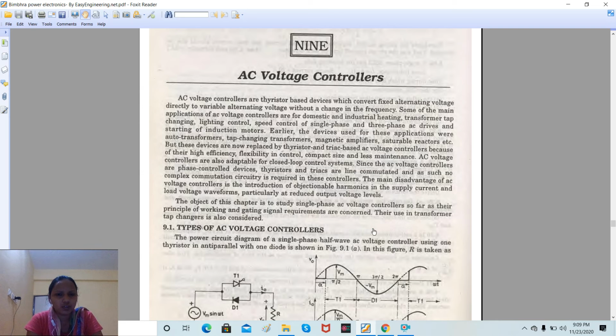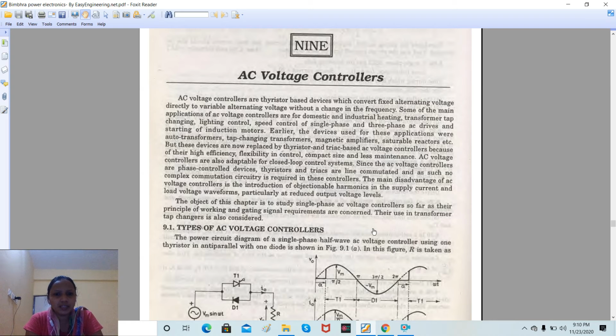Phase control means the phase relationship between the output current waveform and the input voltage waveform. What is the relation between the current waveform and the voltage source waveform, what kind of waveforms are there, and how the relationship is formed between the output current and the supply voltage waveform, we will study through the AC voltage controller circuit diagram and waveforms.